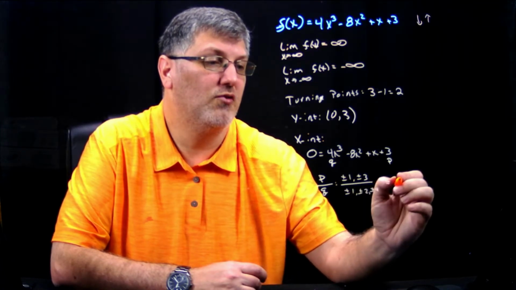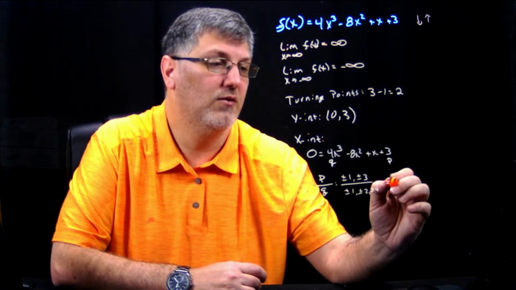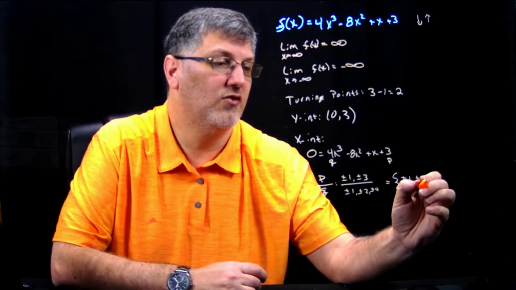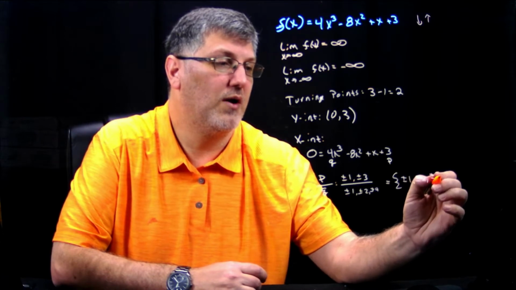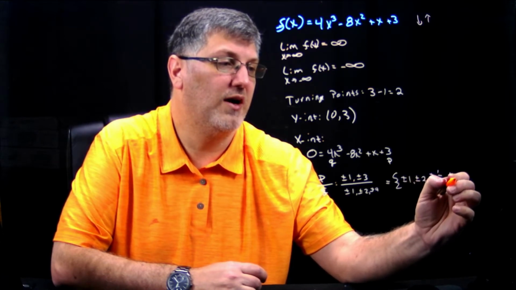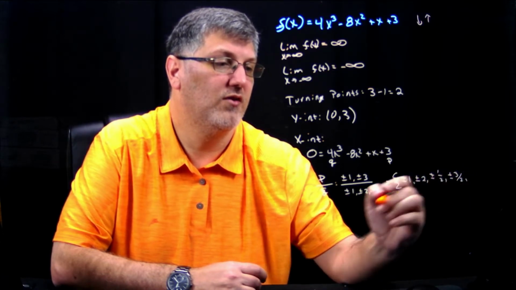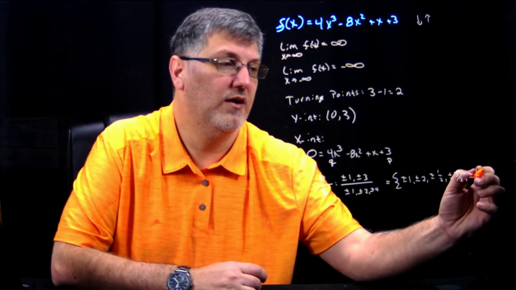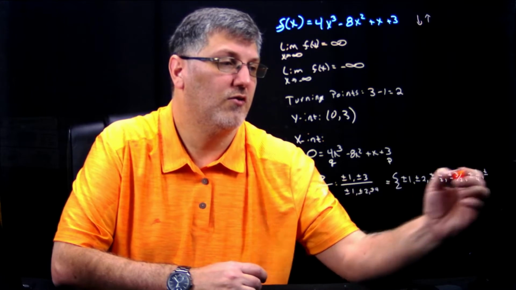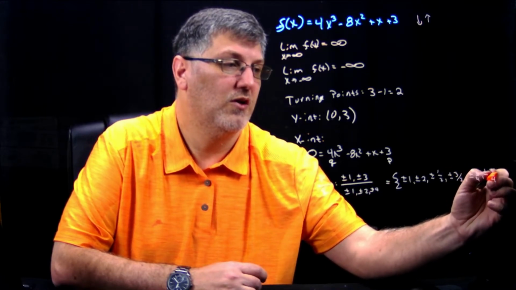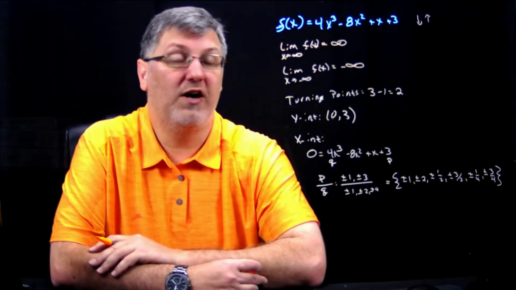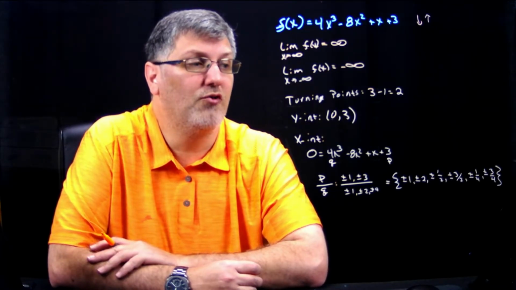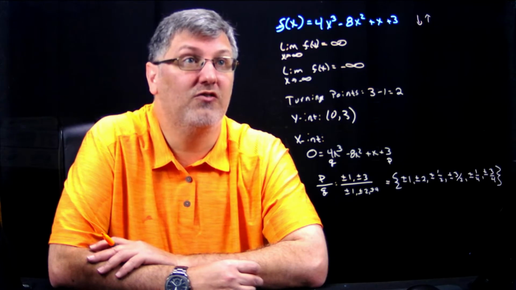So my actual list ends up being plus or minus 1, plus or minus 2, plus or minus 1/2, plus or minus 3/2, plus or minus 1/4, and then plus or minus 3/4. Okay, so there's my list of possible rational roots. It's significantly long. So I'm going to use Descartes' rule of signs to narrow this down.